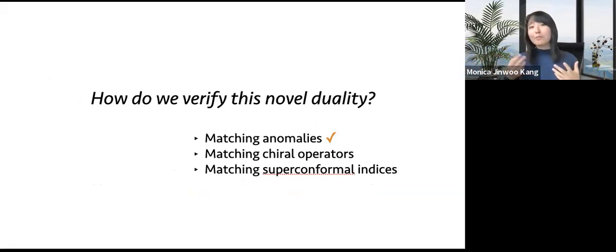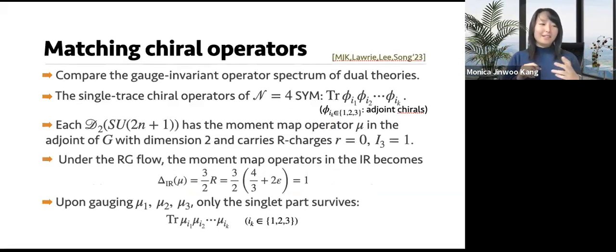So let's now try to match chiral operators. By that, I'm going to compare the gauge invariant operator spectrum of the dual theories. So let's look from the N=4 super Yang-Mills perspective. The single trace chiral operators of the N=4 super Yang-Mills are given by these, and individually these are adjoint chirals. And I'm putting 1, 2, 3 to name that there are 3 different D2 SU(N)s.